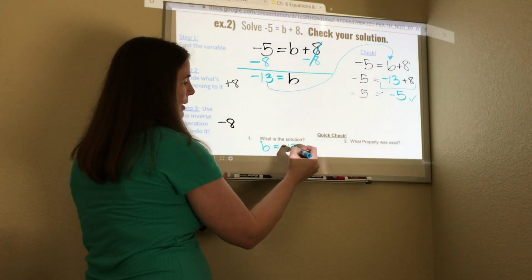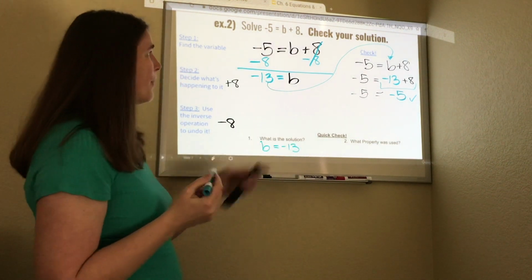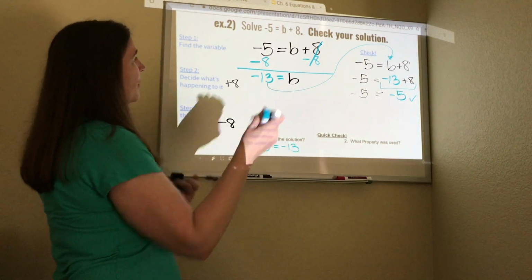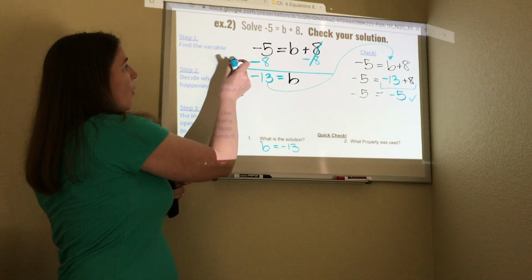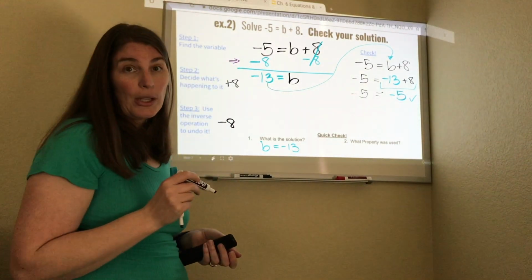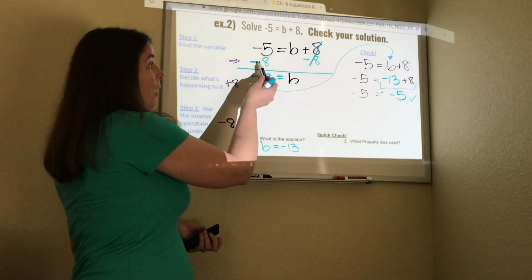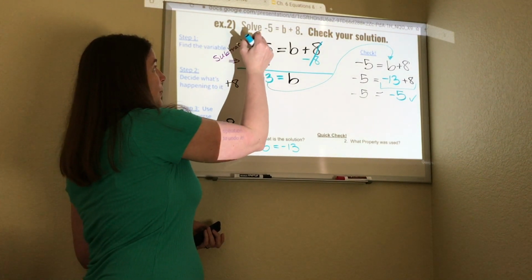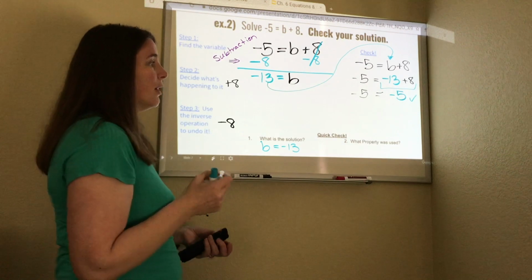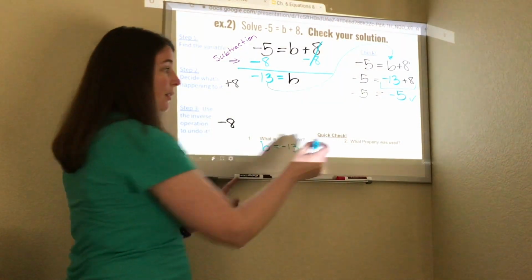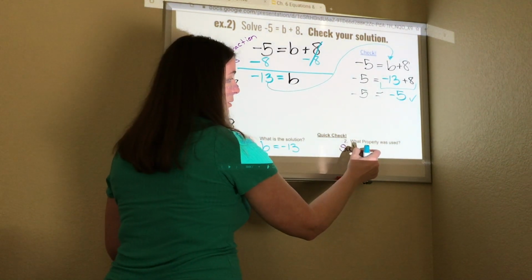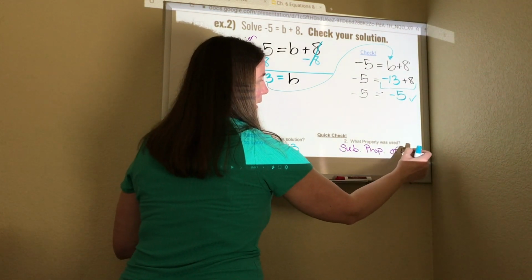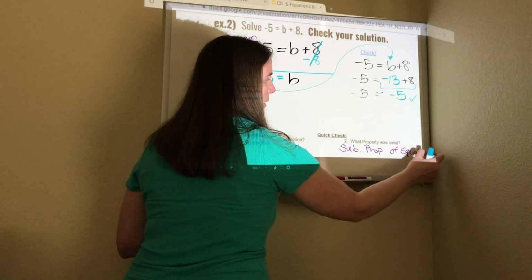So what property did I use? Go back up here. What did I do to the equation on both sides? I subtracted. So I used subtraction. So what property did I use? I used the subtraction property of equality. Okay?